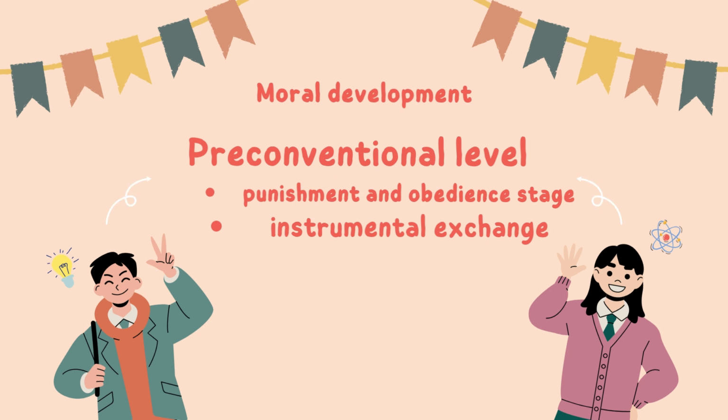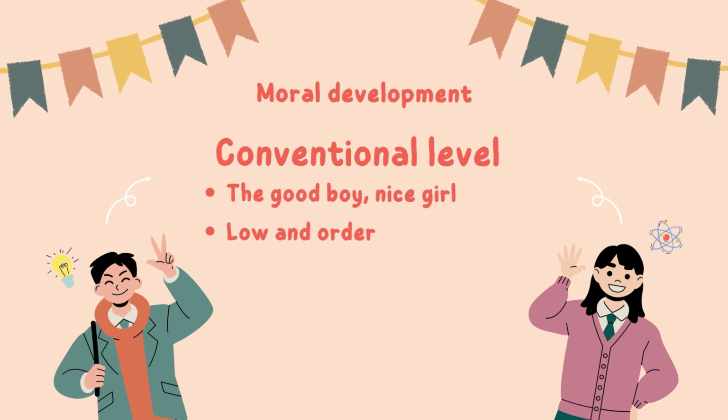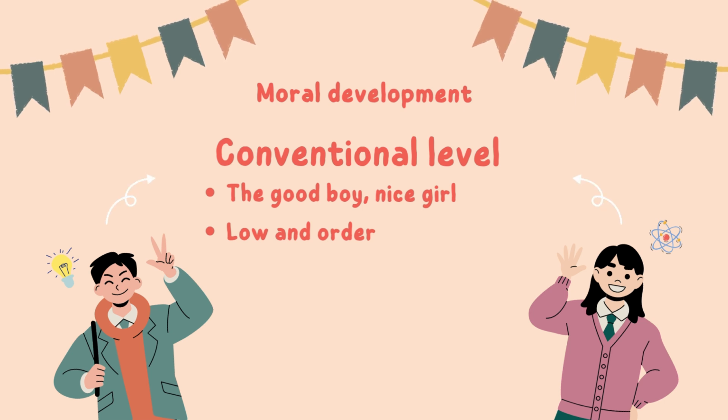Conventional level. The second level of moral development has two stages. Stage 3 conformity. People make decisions to win approval from others. A team member works hard to be seen as reliable by their peers. And Stage 4 law and order. Decisions are based on upholding laws and rules, like obeying company policies without questioning them.